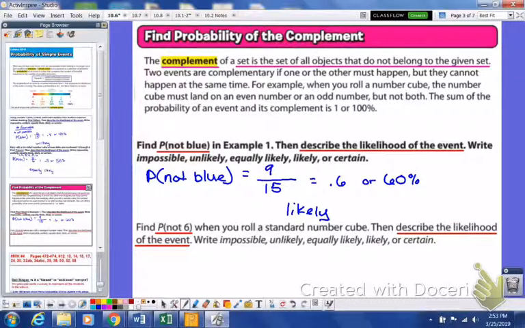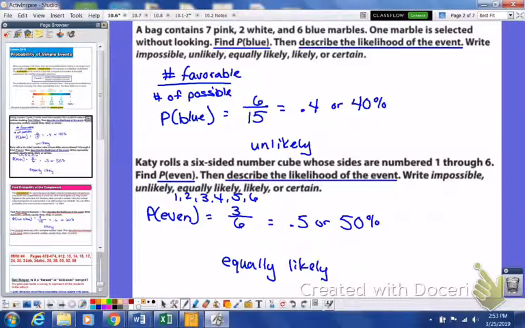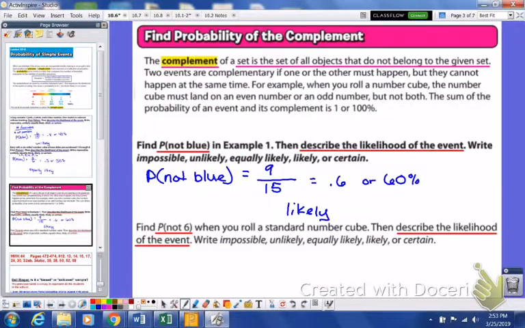Then notice the probability that it was blue was 40%. The probability that it's not blue is 60%. 40 plus 60 gives us our 100%.